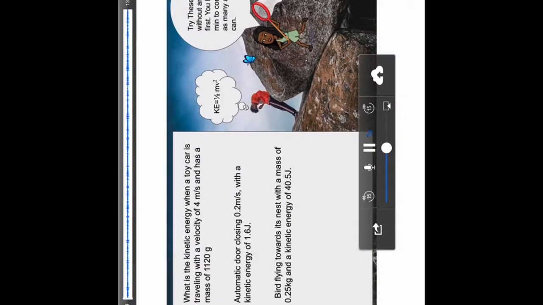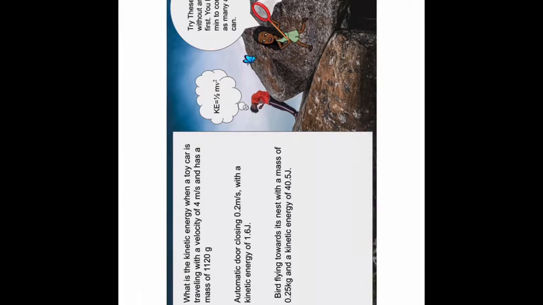Alright, so let's go over these. You guys have had about your 10 minutes to go ahead and look over this. So let's go ahead and try to solve it. Alright, looking at the first one.